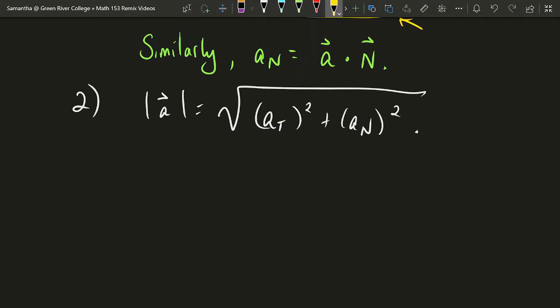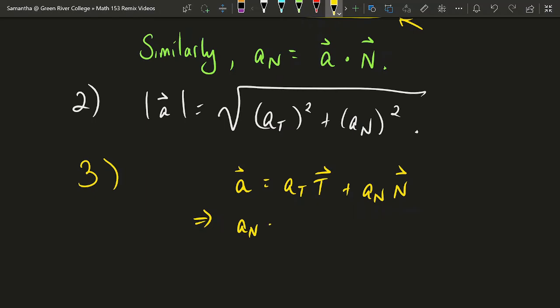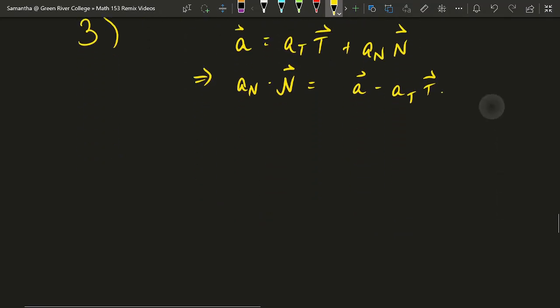The third property that we will be interested in is the observation that if you take this relationship between A and its tangential part and its normal part, and you rearrange that slightly, then you find something interesting. You find that the normal vector N points in a parallel direction as this vector A minus A sub T times the tangent vector.